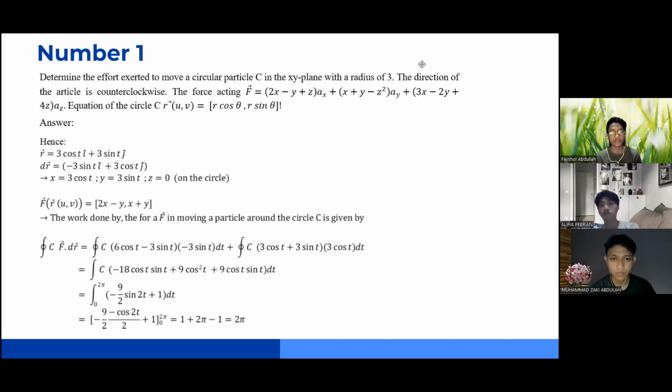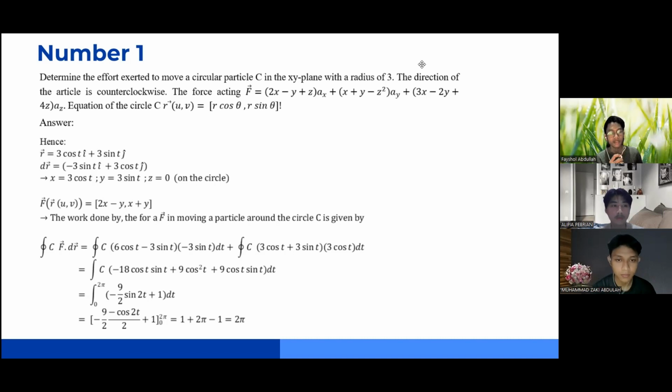And the equation of the circle C is vector r(θ) equal to (r cos θ, r sin θ). For the answer, we need to write the values stated in this question. The first is the vector r, which is 3 cos t i plus 3 sin t j.